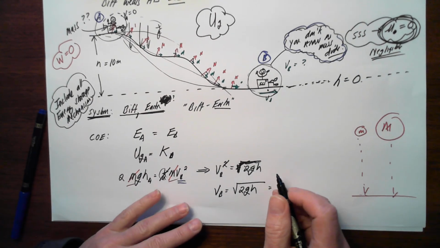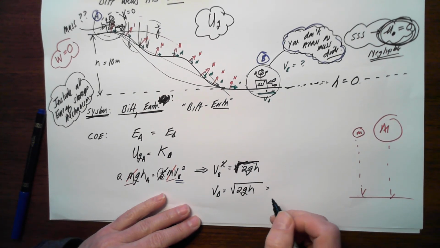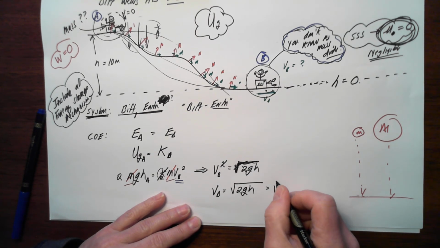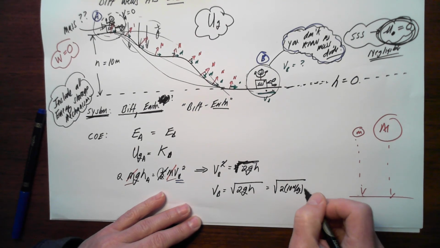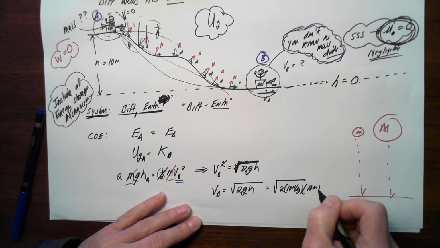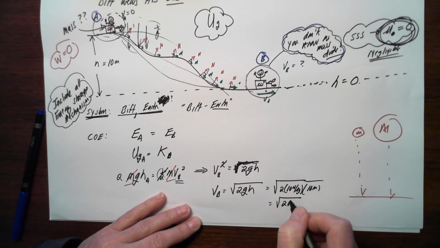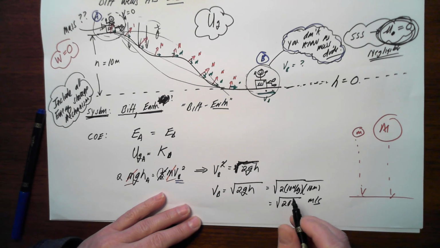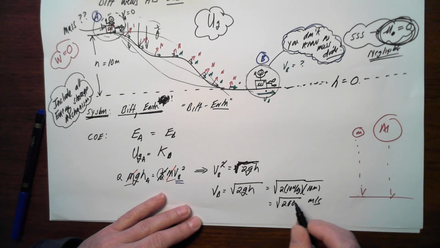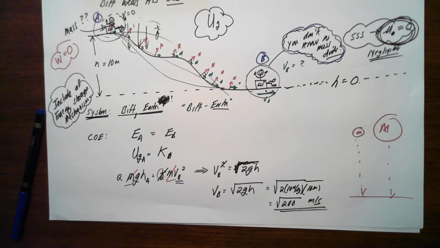Okay, so let's see if we can do this without a calculator. No? Well, we can get close. All right, so 2 is 2. G, I'm just going to use 10 newtons per kilogram, 10 meters per second squared. The change in height is 10 meters. So I've got the square root of 200, and whatever that is, I don't want to embarrass myself, okay? I know it's more than 10, and I know it's less than 20, but I don't know, I'm going to guess 12, 13, 14, something like that. Okay, there it is. Another problem.